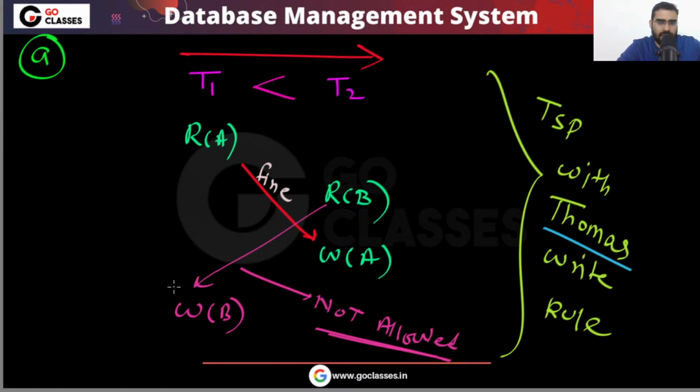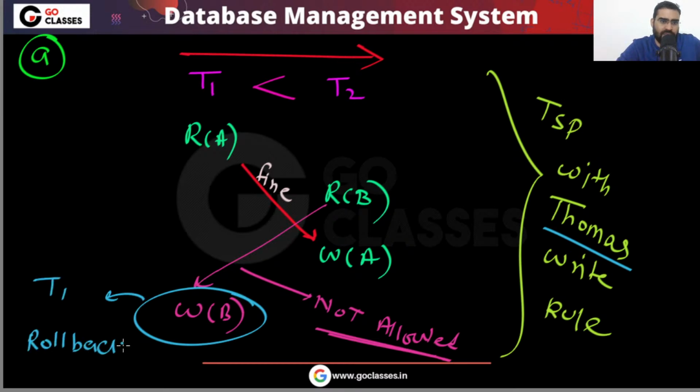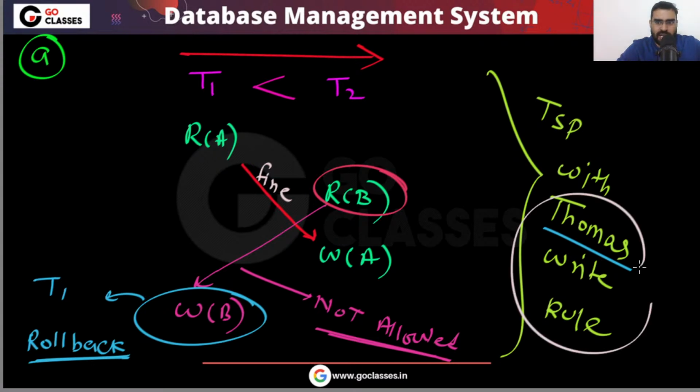You can see this is a read-write conflict. So again, the same thing will happen here. T1 will roll back because this is a read-write conflict. So in the Thomas Write rule also, T1 will roll back. The same will happen in the Thomas Write rule also.